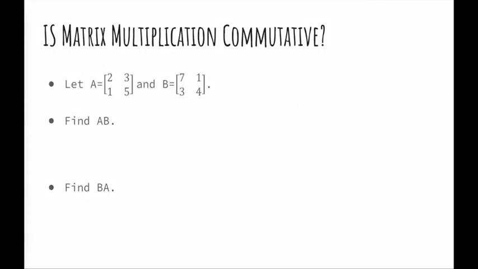Is matrix multiplication commutative? What does commutative mean? Commutative means that the order doesn't matter, right? Regular multiplication is commutative. 2 times 3 is the same thing as 3 times 2. The order does not matter. That's commutative. Let's see if that works for matrices.